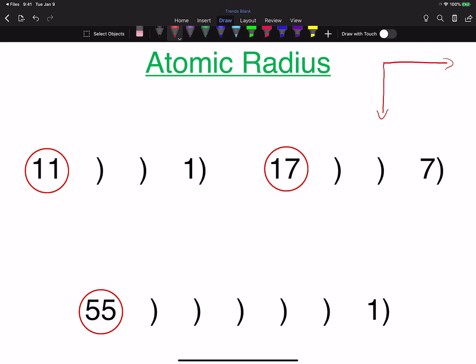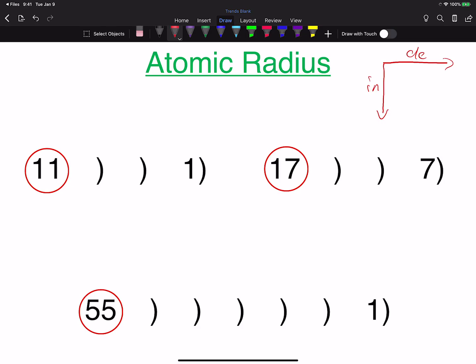So let's start out by just reminding everyone what the pattern was. Atomic radius basically decreases as you go across the table and increases as you go down. But why is that? For these discussions, let's look at the same three atoms. So we're looking at sodium and chlorine because they're in the same period. They have the same number of energy levels. And we're looking at sodium and cesium because they're in the same group. They both have one outermost electron.